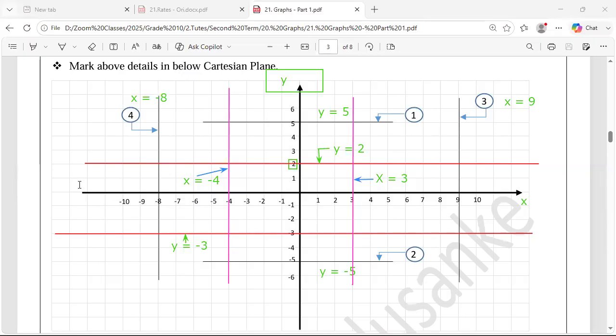So then last question, right? Are they parallel to the y-axis? It's up to you to decide. Yes or no? Yes. Here, the third line, the fourth line, and x equals -4, this pink line, x equals positive 3, this pink line, all are parallel to the y-axis.